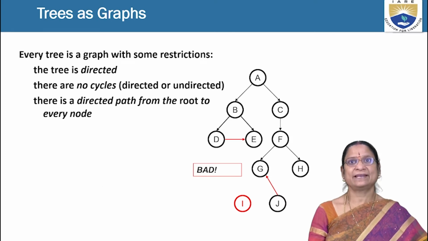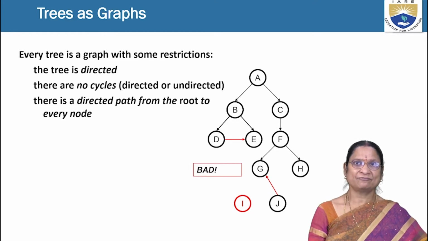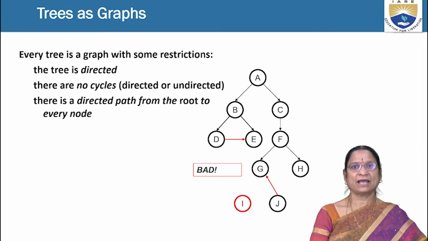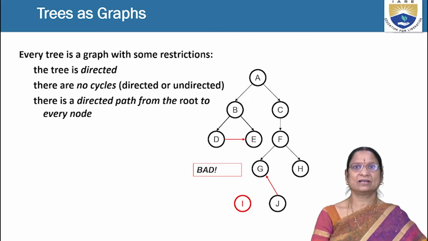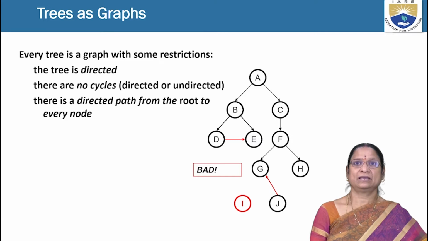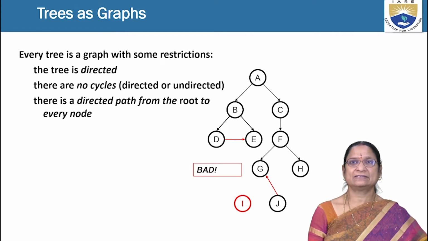Trees can also be treated as a graph having some special characteristics. There are no cycles. So every tree is a graph with some restrictions. A tree is directed and there are no cycles in a tree. So directed and without a cycle, a graph can be considered as a tree. Actually, there is a directed path from the root to every node. These are the 3 special characteristics of a tree. So a graph can be called a tree if it satisfies these 3. So there are no cycles and there is a directed path from the root to every node. Then we can say it is a tree.